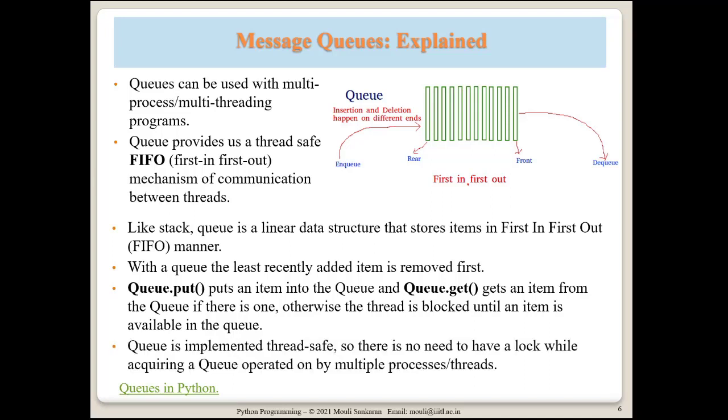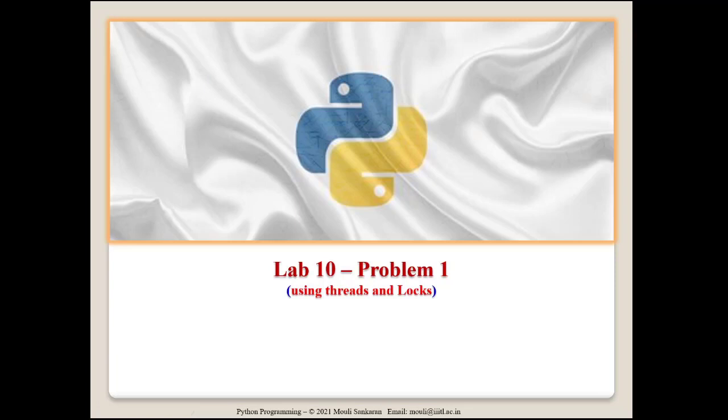Queue is implemented thread safe, so there is no need to have a lock while accessing the queue or when it is operated on by multiple processes or threads. I am saying the same thing here, and you don't need to worry about that. That's all about message queue. Any questions on message queue from anyone?